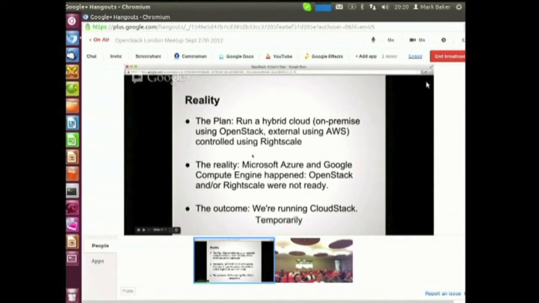So in Trader's world, this is a temporary stopgap just to get us into a world where we're actually in that hybrid world. We're actually running Amazon and we're running something on premise. So that's it. I'm finished now. I've finished ranting.